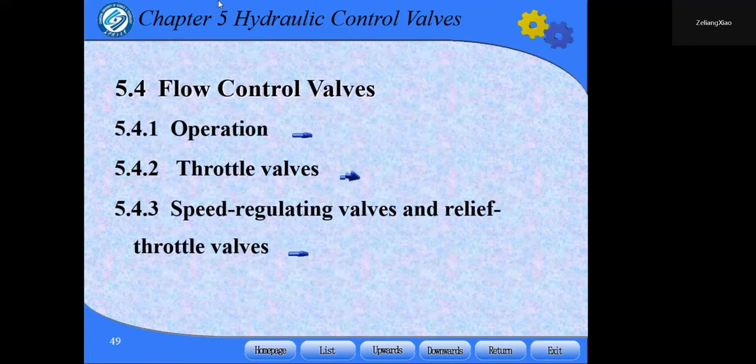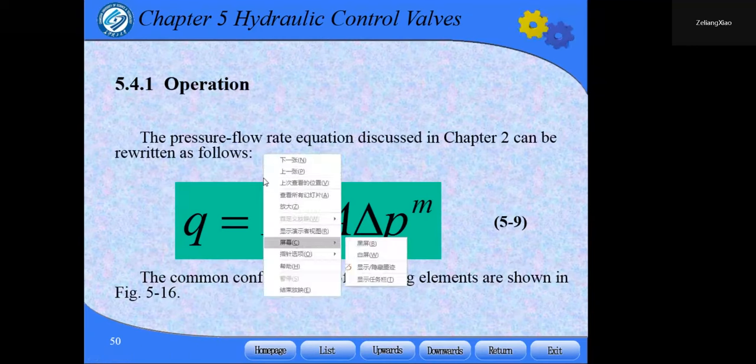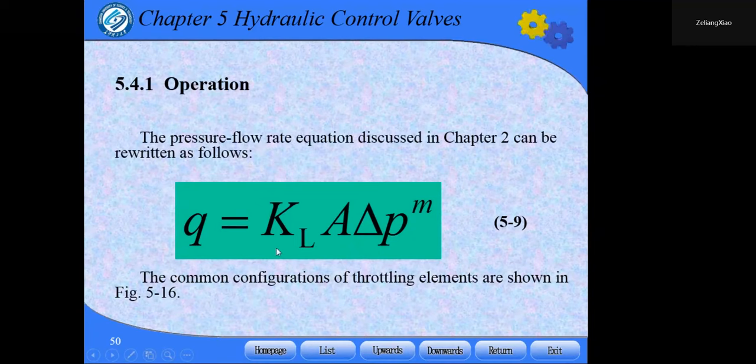Section 5.4, flow control valves. These include throttle valves, speed regulation valves, and relief throttle valves. We can easily have a look at their operation. The partial flow rate equation describes the flow rate as follows: the flow rate and this area, this is the partial differential, the coefficient, see the order of the power.